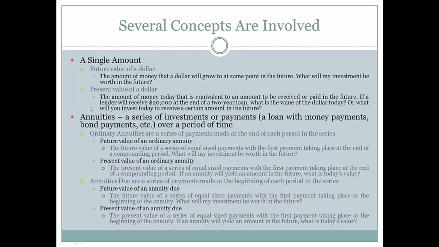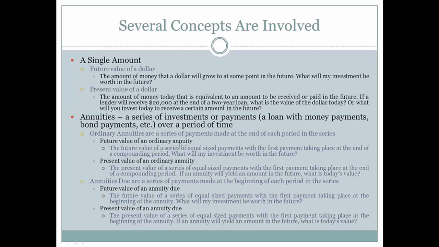This is contrasted to an annuity, which is a series of investments or payments, such as a loan with money payments, bond payments, etc., over a period of time. Now there are two types of annuities. One is an ordinary annuity, which is a series of payments made at the end of each period in the series. We're going to contrast that to annuities due, which are a series of payments made at the beginning of each period in the series. We'll also be looking at future value and present value for each of these.